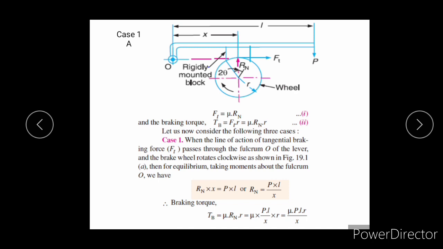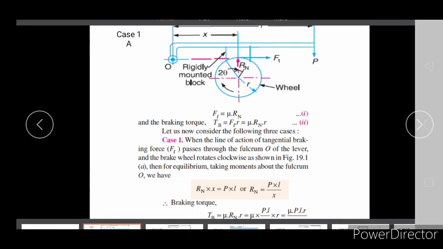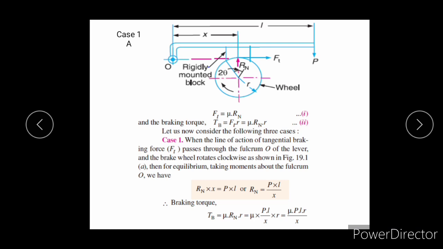So this is the fulcrum. Applied load, tangential force, the reaction force Rn. The angle made by the block at the center of the wheel is 2 theta, and this 2 theta is less than or equal to mu, so that we can assume uniform pressure. So this Ft is tangential force or frictional force. The value of the frictional force we know that Ft is equal to mu Rn. Here in equation 1 you can see that Ft is equal to mu Rn. We will say this as tangential force or frictional force, right?